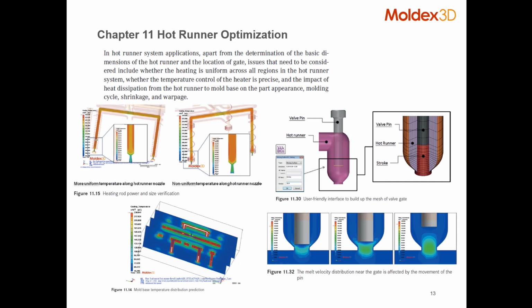When deciding to apply a hot runner system, practitioners need to consider whether the heating is uniform across all regions in the hot runner system, and whether the temperature control of the heater is precise. Also, the impact of the heat dissipation from the hot runner to mold base on the part appearance, and so many more. This chapter, Hot Runner Optimization, will put the emphasis on the simulation techniques of hot runner molds and their industrial applications, along with the sharing of actual successful case studies.